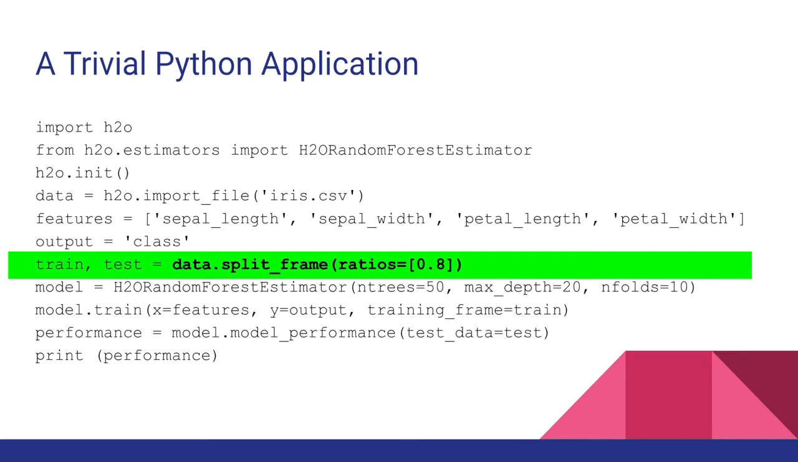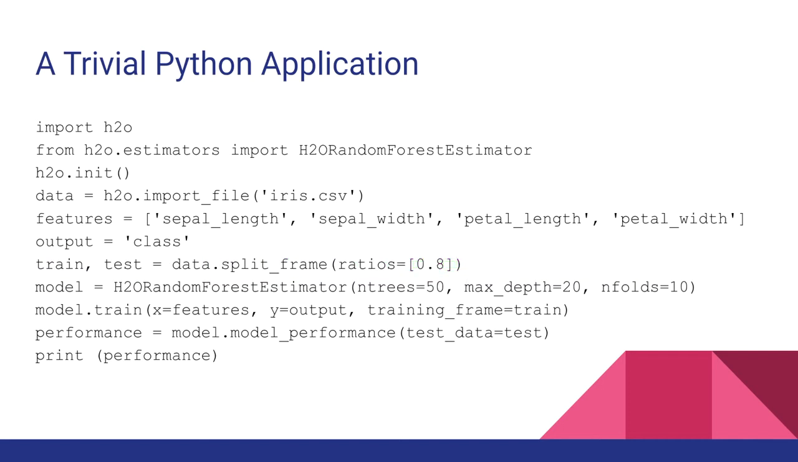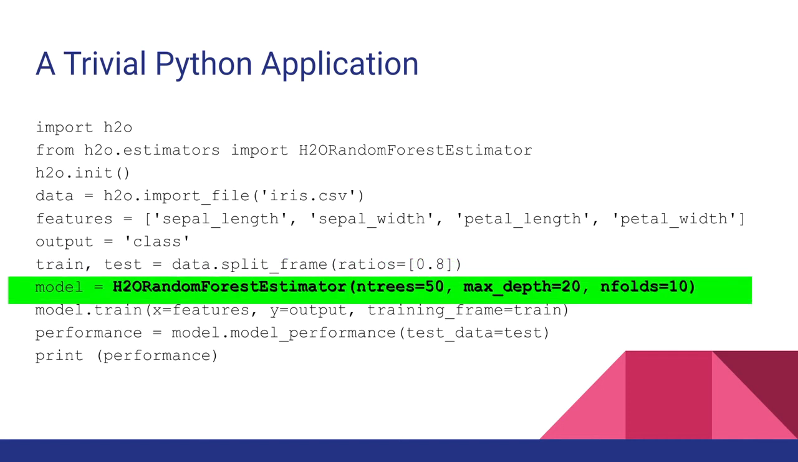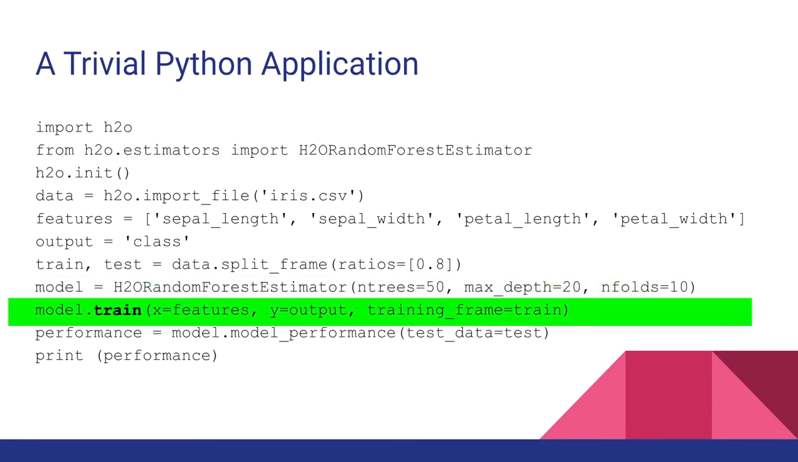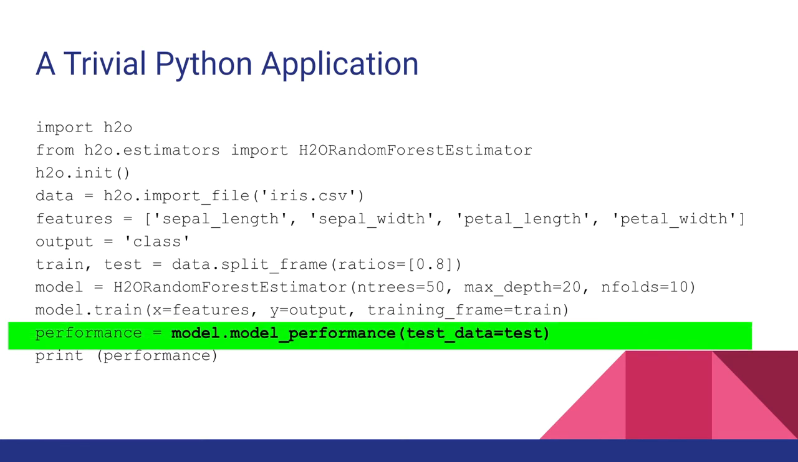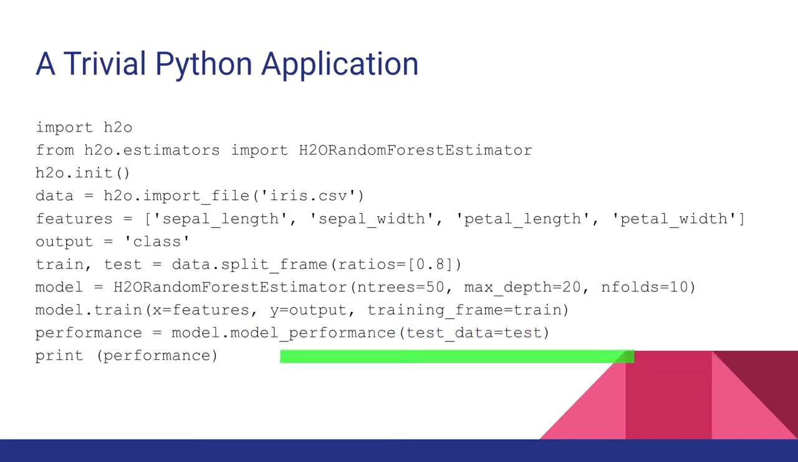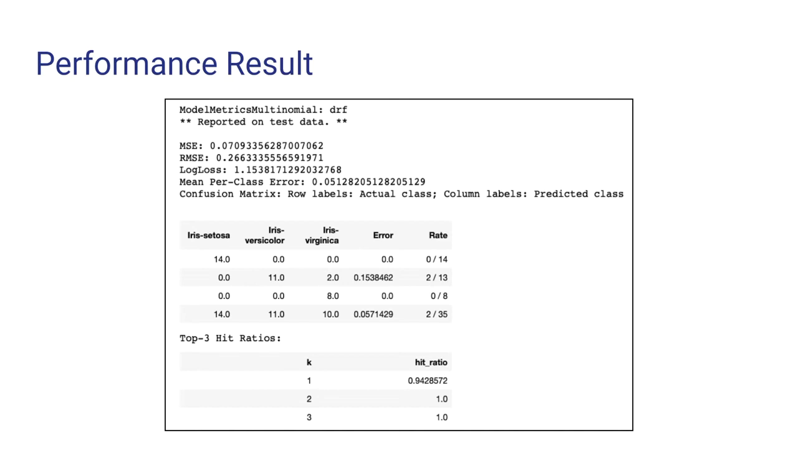Then I split the data into 80-20 ratio. I use 80% of the data for training and 20% for testing. Then we build the model by calling the H2O random forest estimator with few parameters like the number of trees, the maximum depth, the number of folds and so on. Once a model is built, we train the model using the train method. Then we check the performance of the model by calling model performance. Then we print the performance here. The output would be something like this, which shows you MSE, RMSE, log loss, this. It also gives you the confusion matrix.